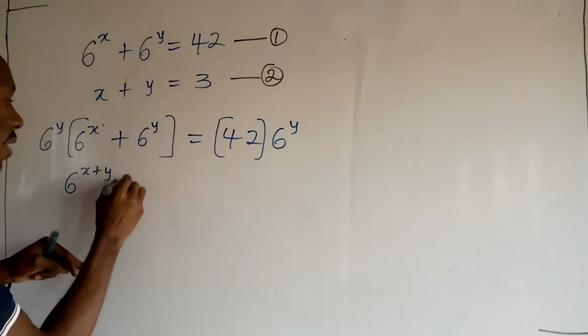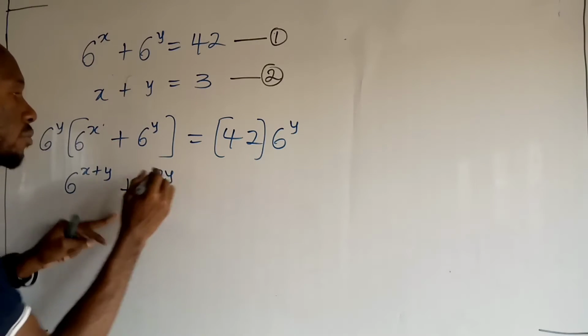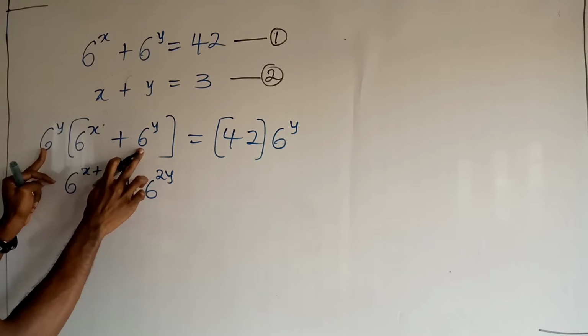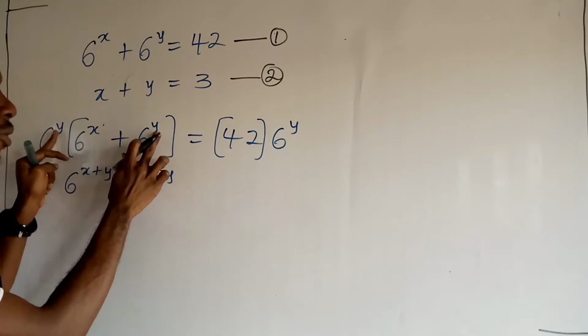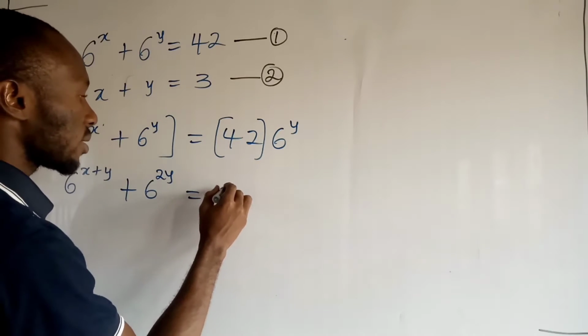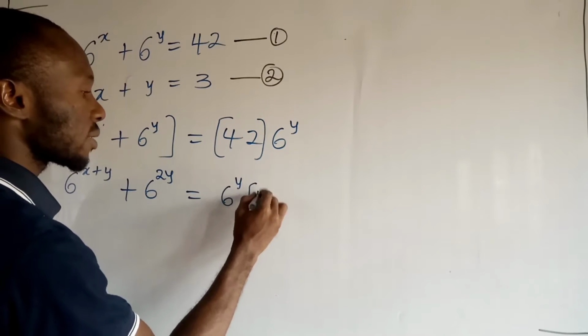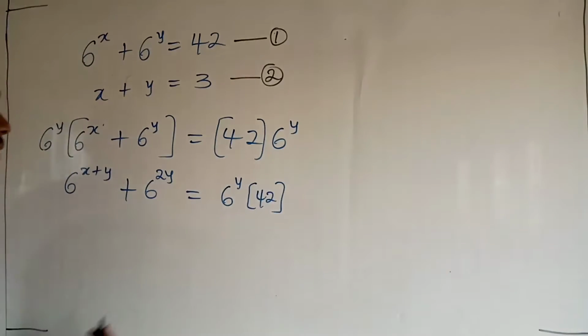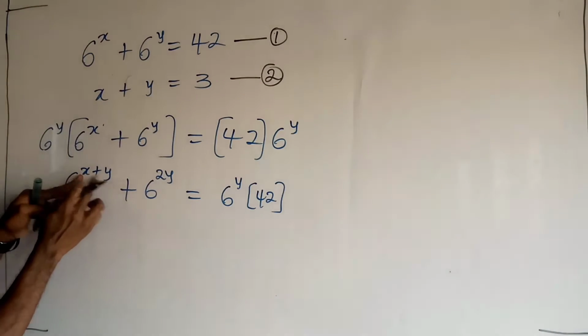And here, we have 6 to the power 2y. Remember, they have the same base. Pick one of the bases and add the exponents. y plus y, we have 2y. Then equals 6 to the power y times 42. Okay, now you know what x plus y is all about.